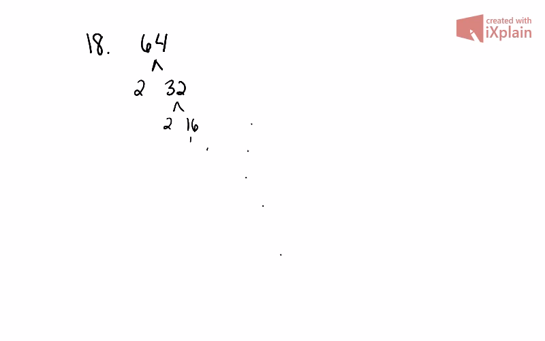That would be 16. Again, I can do a 2 and an 8 for 16. And 8 again is still even. I can break that down into a 2 and a 4. And 4 we can break down into 2 and 2. So my prime factorization of 64 would be 2 times what? 1, 2, 3, 4, 5, 6. So that would be 2 to the 6th power.